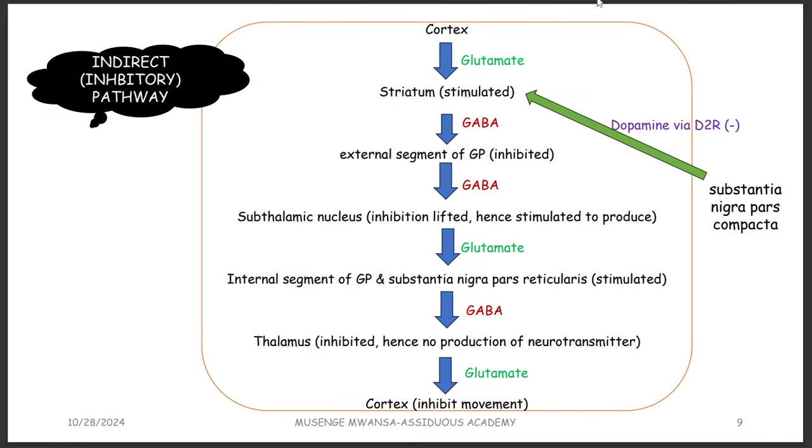So what should we know? Just the first step, there is glutamate. The last step is also glutamate. But for the indirect pathway, the subthalamic nucleus that we have added also has glutamate. Hope that is fine.